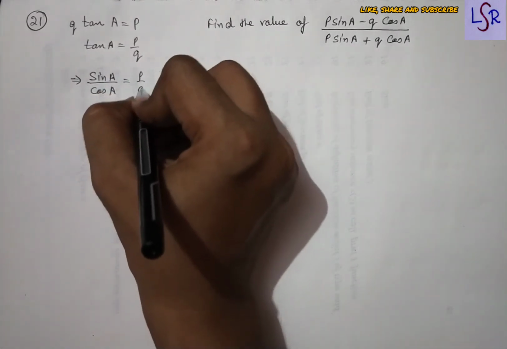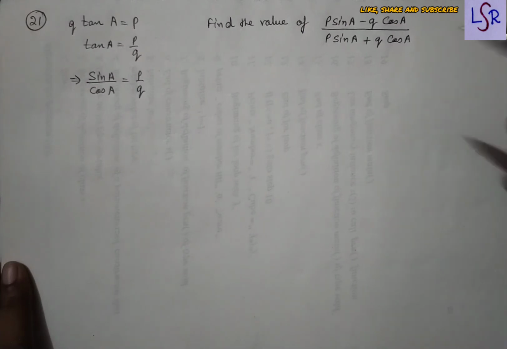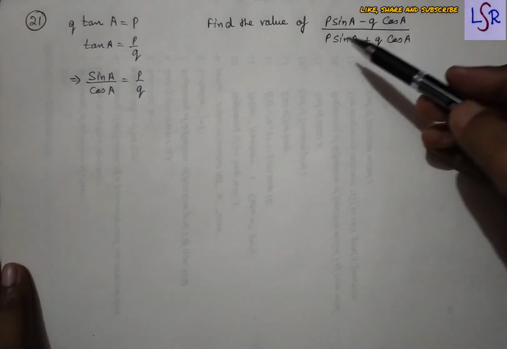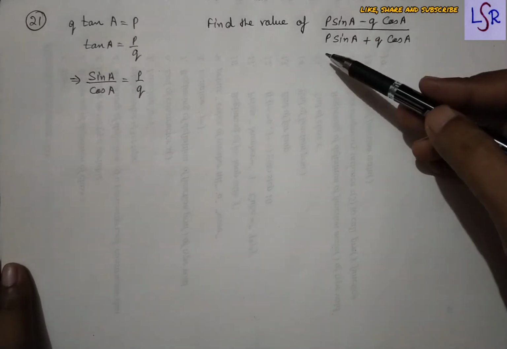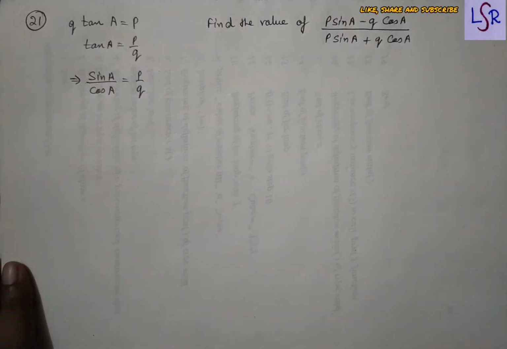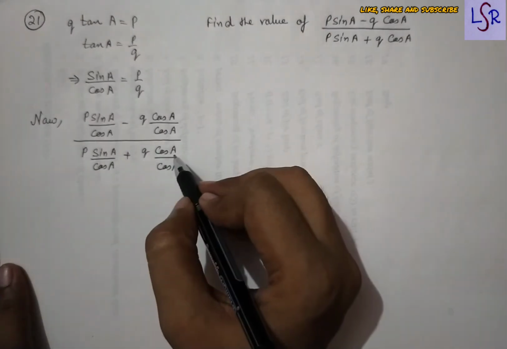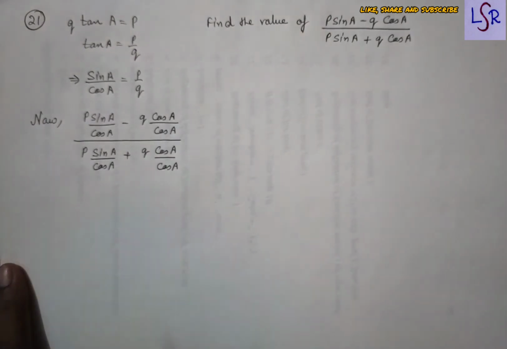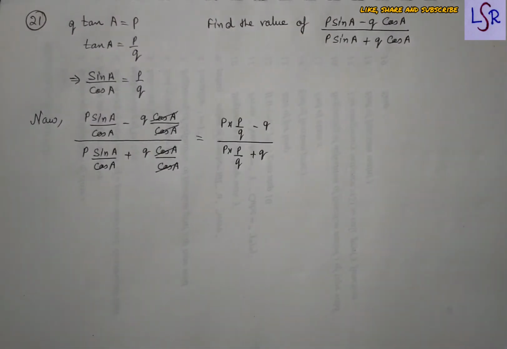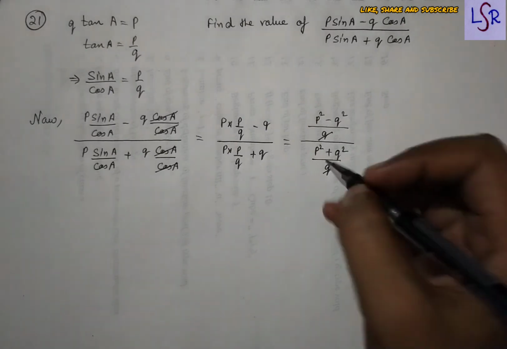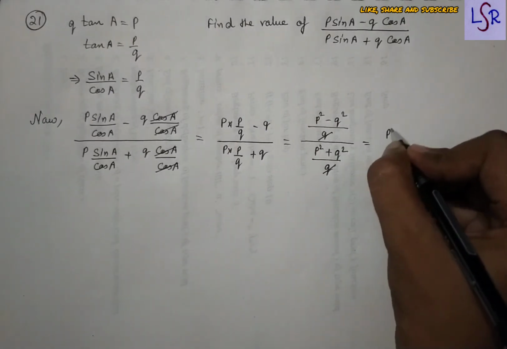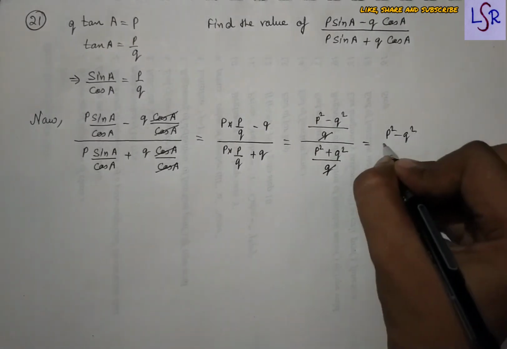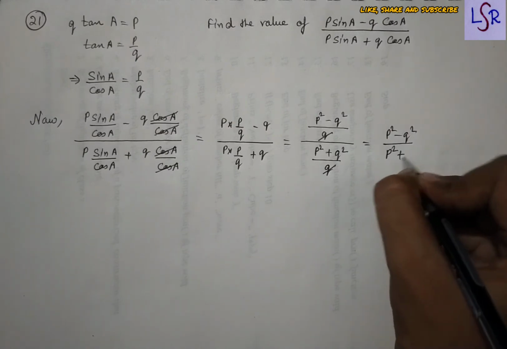Now we'll go for the part which is to be found. Here we are going to divide both the numerator and denominator by cos A. After doing so we can cancel out the cos. After that we place the value of sin A upon cos A, that is P upon Q, and then take the LCM. Then we can solve them and we will be left with P square minus Q square upon P square plus Q square.